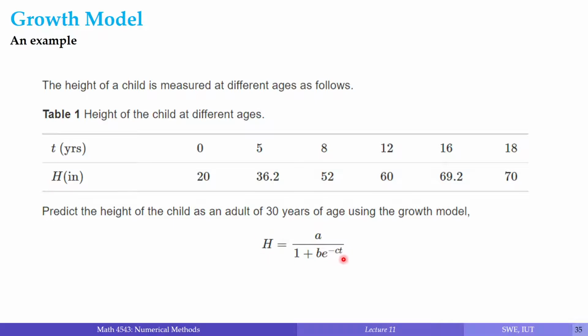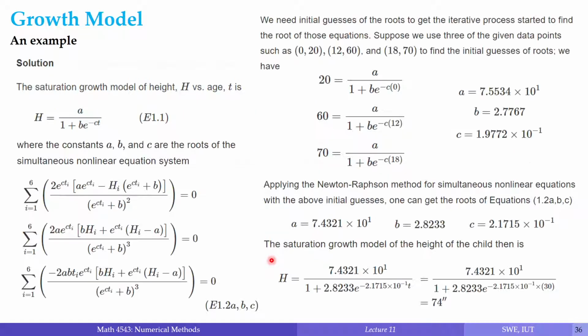Okay, so our regressor variable is t, and our response variable is h, which is the height of the child. Let's see how it can be done. Since this is our regression growth model, we have already derived these three equations in our previous segment, right? So our job is now to solve these three equations to find the three unknowns a, b, and c.